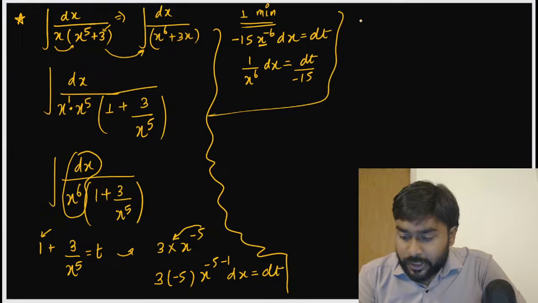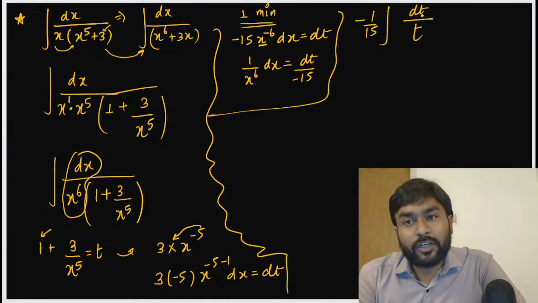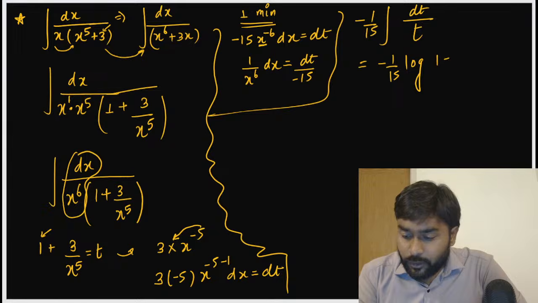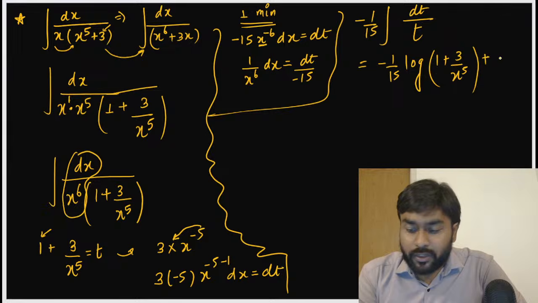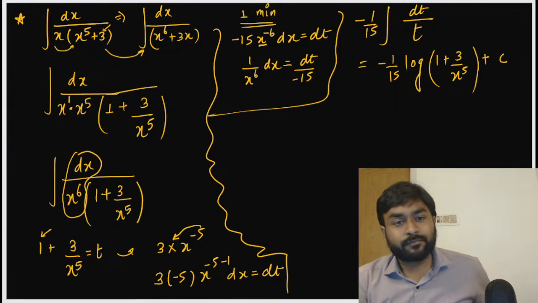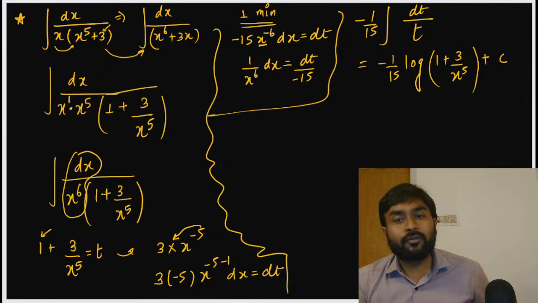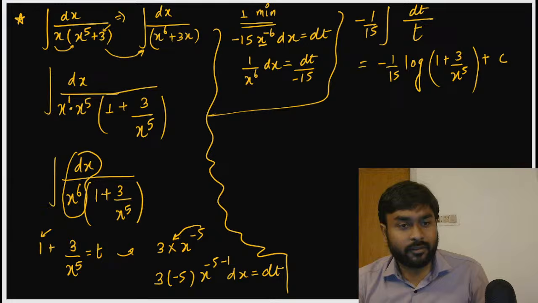So finally we will get minus 1 by 15 dt by t. Dt by t we know is log t. So minus 1 by 15 log t. T value is 1 plus 3 by x power 5, plus c. Okay, so that will be our answer. So this one also completed. We will try the next one.